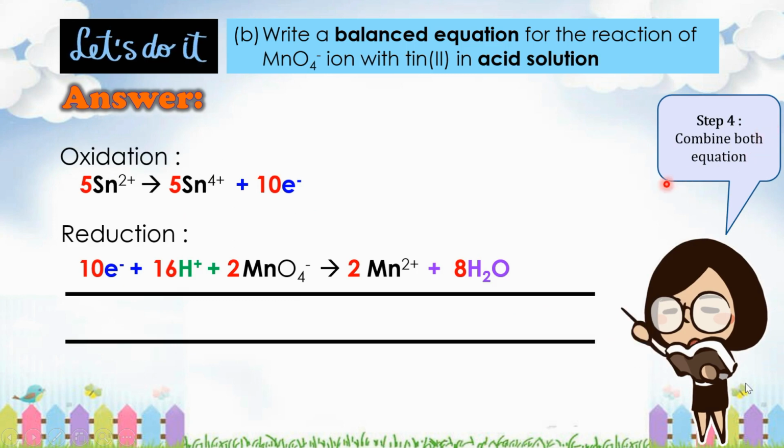Step number 4, combine both equations. Since the electrons are on opposite sides, we can cancel out the number of electrons. And then there is no other same species on opposite sides, so we just combine the reactants on one side and the products on the other side.